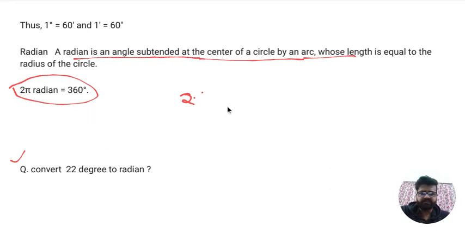So first look at here. As you can see, 2 pi equals 360 degree. So I can say 1 radian equals 180 divided by pi. So you can easily convert radian to degree.